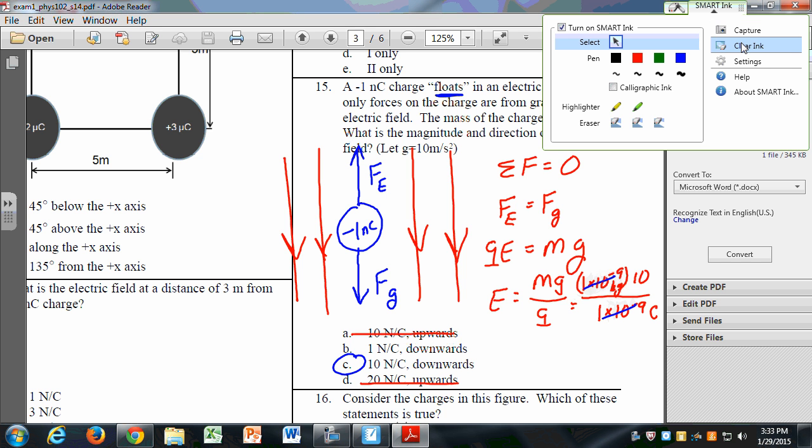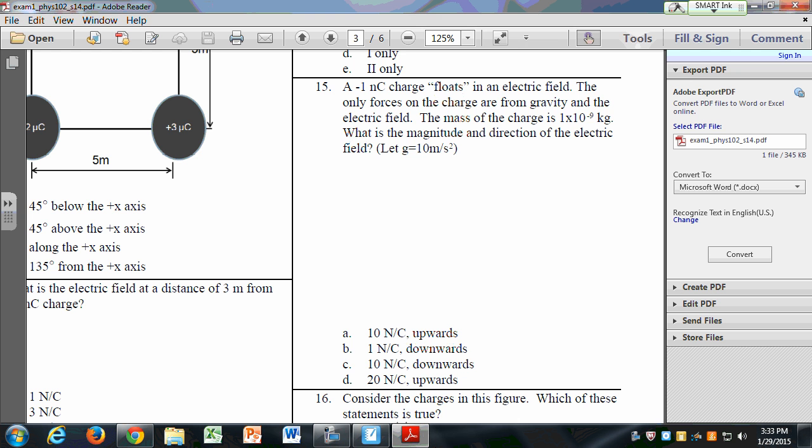Can I clear this, y'all? Let's see what else we got here.